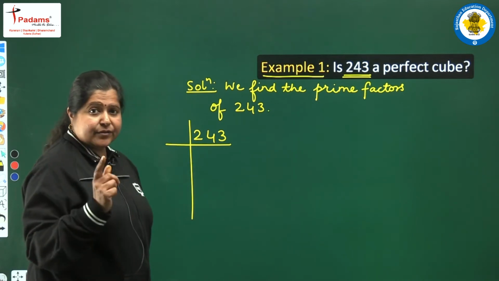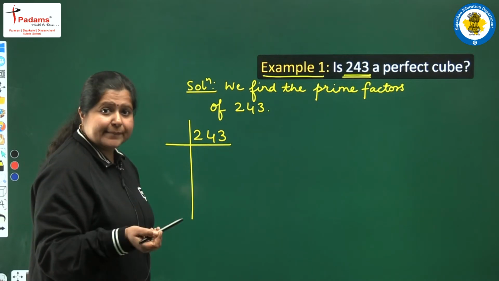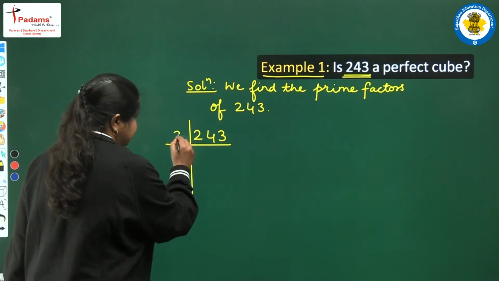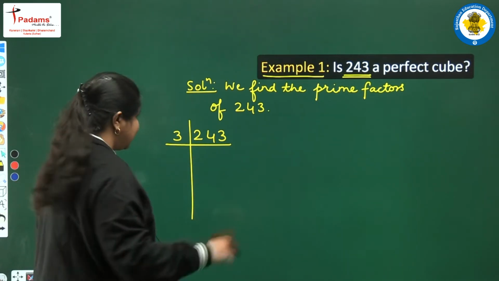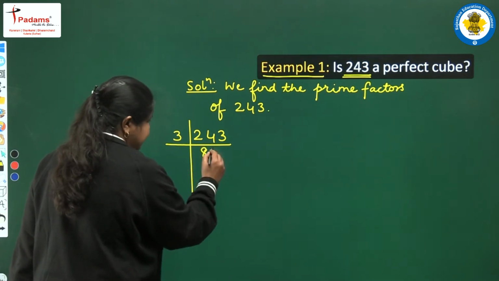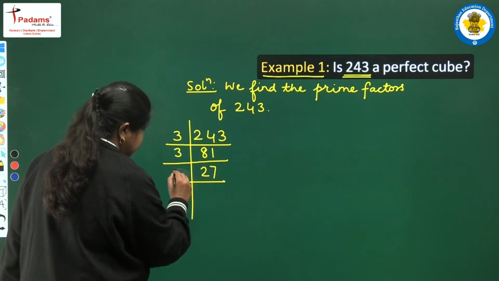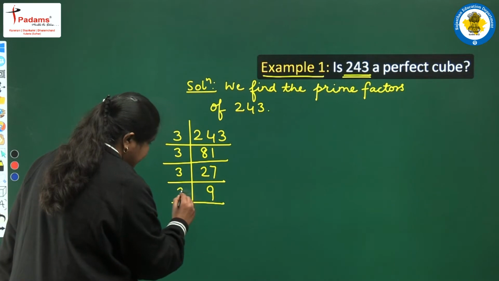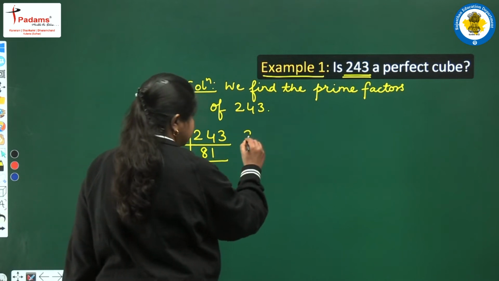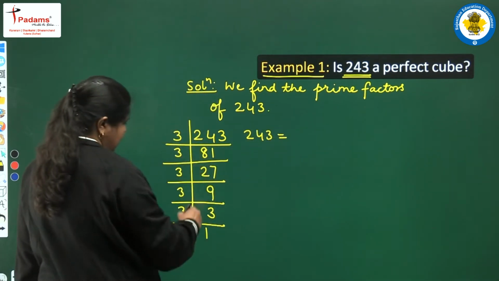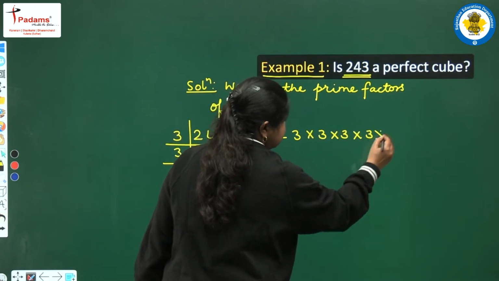Now this is divisible by 3. You can add the digits 2 and 4, it's 6, plus 3 is 9. So 9 comes in the table of 3 and so this number is divisible by 3. Just revise the divisibility rules also before you start this prime factorization. 3 8s are 24, 3 1s are 3. Then by 3, 3 2s are 6, 3 7s are 21, 3 9s are 27, 3 3s are 9, then 3 1s are 3. So let us write it. 243 is equal to 3 into 3 into 3 into 3 into 3.